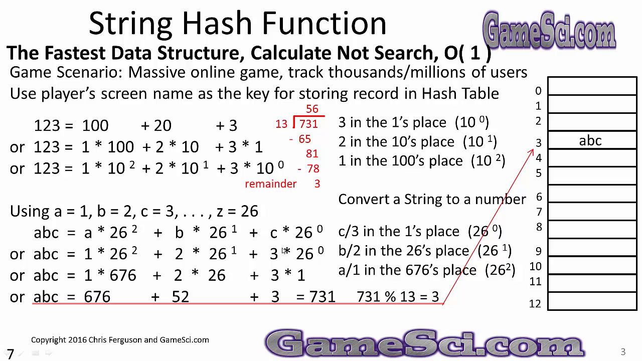What you need to understand here is that C, which is really 3, is in the ones place. 26 to the 0 is 1, so I do 3 times 1. B, which we converted to 2, is in the 26th place because 26 to the first is 26, so we're going to do 2 times 26. And finally, A, using our formula, is 1, and it's in the 676th place because 26 squared is 676. Using this math, I converted ABC to a number, then used the modulus operator to decide where I want to store ABC in the hash table.